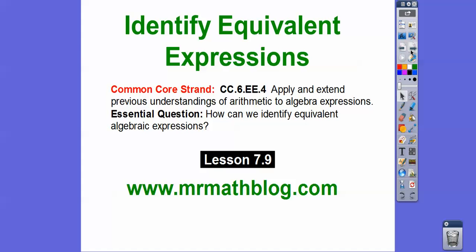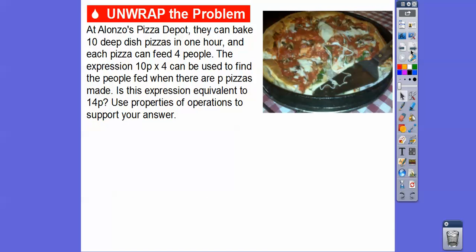Okay, so here's our Common Core strand for awesome teachers, and our question here is how can we identify equivalent algebraic expressions?